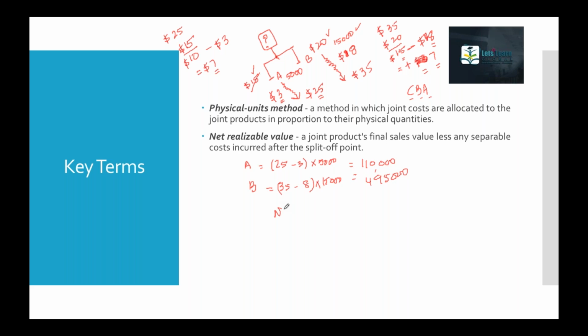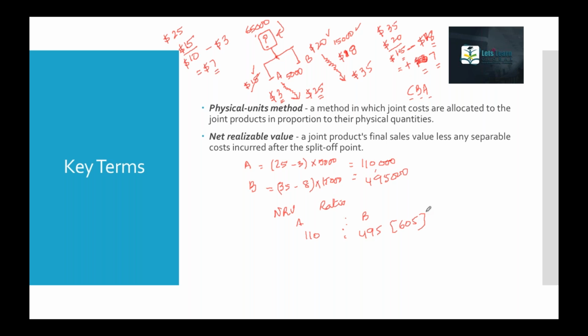So NRV ratio here, A is to B equals 110 and 495. So total, 110 plus 495, 605. So this joint cost is to be allocated using this ratio. Say for example the joint cost is $65,000. $65,000 into 110 over 605, and $65,000 into 495 divided by 605.